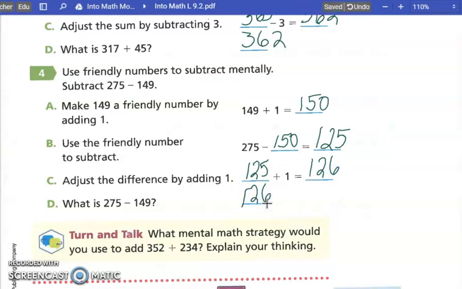Let's look at the turn and talk. What mental math strategy would you use to add 352 plus 234? Well, I would add my ones and then my tens and my hundreds in this because I can tell there's going to be no grouping. But you could take this 2 away, right? And make it a friendly number. Let's try my way. What is 4 ones plus 2 ones? What is 3 ones or 3 tens plus 5 tens? 8. And what is 200 plus 300? 500. So you can do it like that.